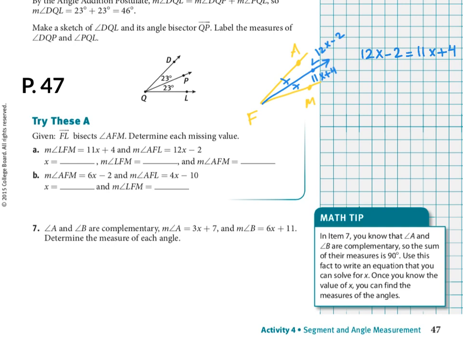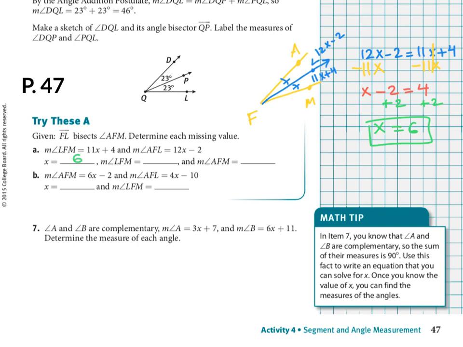Now to solve for x, I'm going to subtract 11x from both sides. So 12x minus 11x, that's going to give me x. So x minus 2 is equal to 4. Then I'm going to add 2 to both sides. Then x is equal to 4 plus 2, which is 6. So that's what x is equal to.